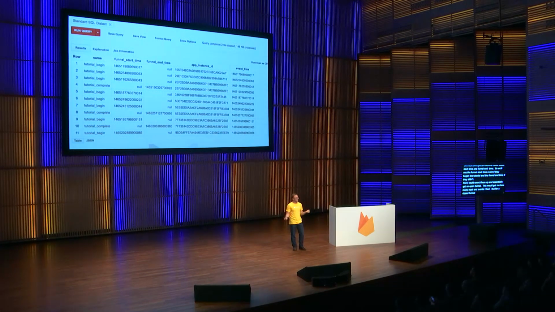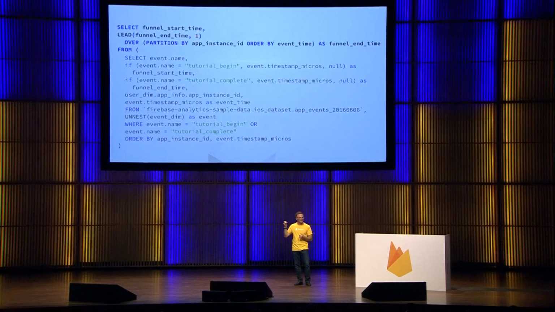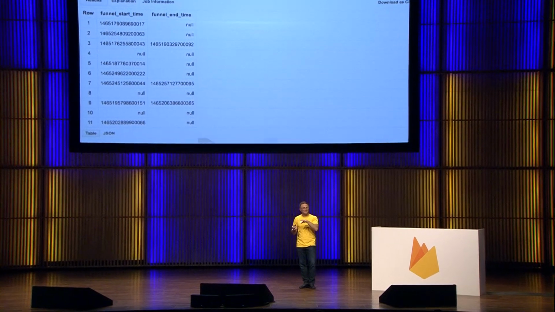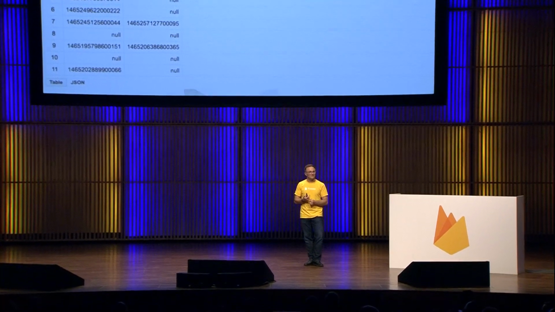And for that, we need to peek ahead in the database. And oh my gosh, how do we peek ahead in the database? Oh, that's right, I remember. We're going to bring back lead. So we're going to select our funnel start time, and then we're going to lead basically one row ahead in our database to say, let's grab the end time if it exists. Partition by app instance ID, order by event time. And what we end up with is our start time, and if there was an event time right after it, we get those bundled together in the same row in the database.